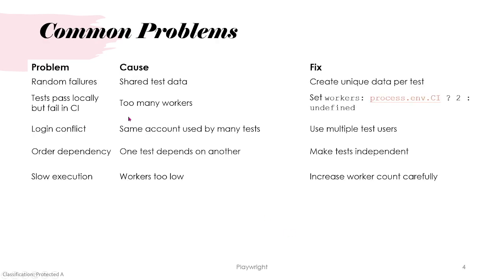Common problem, cause, fix. Flaky failing: shared test data; create unique data per test. Tests pass locally but fail in CI: too many workers; set the workers, use this command.